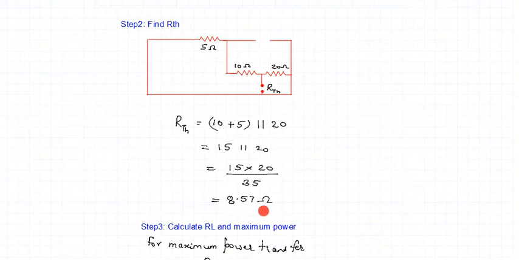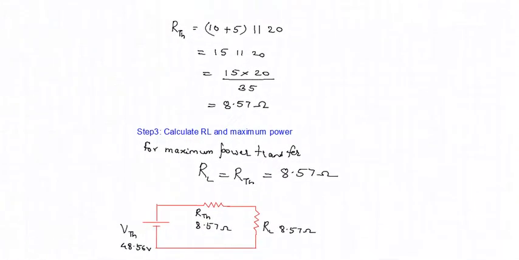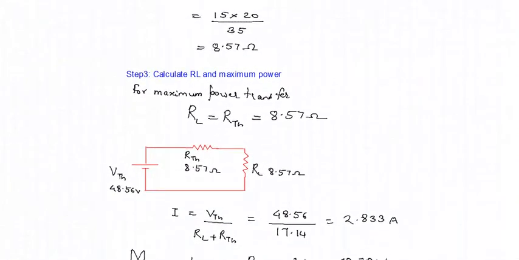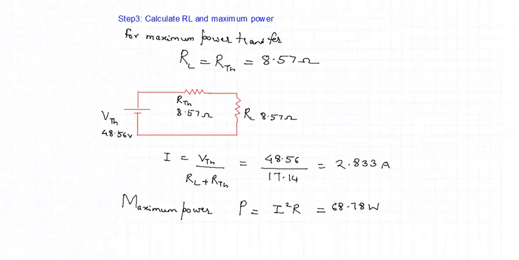The next step is to find the load resistance RL. As per the maximum power transfer theorem, maximum power is delivered when the load resistance is equal to the source resistance. So when RL takes a value of RTH, there is maximum power transferred to the load. So RL has a value of 8.57 ohms.